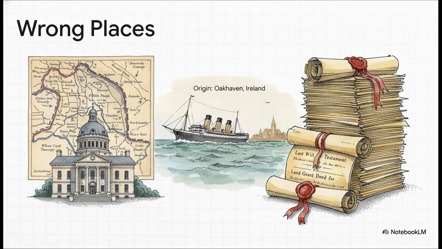You really need ship manifests and hometown church records for that. And finally, neglecting probate and land records. Vital records like birth and death certificates are great, but wills, deeds, and land patents often hold the absolute definitive proof of relationships that those vital records totally lack.